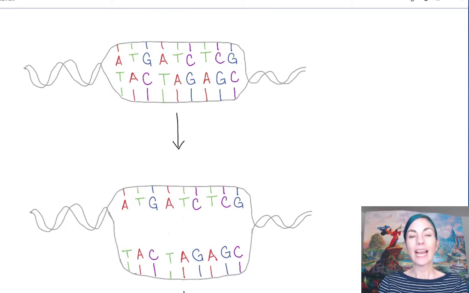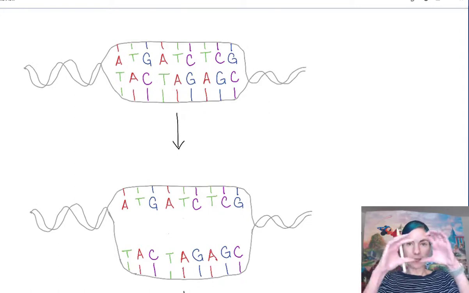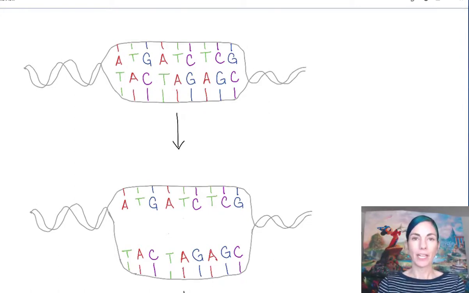Okay, in the upper picture, I have part of a DNA double helix that's been stretched out a little bit. You'll notice that the base pairing rules still apply. A always pairs with T and G always pairs with C. Go ahead and take a look at the structure on the top and confirm that A is paired with T and C is paired with G.